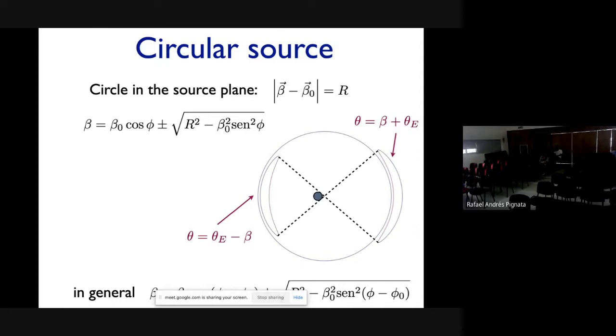These are analytical solutions for the arcs? Yes, yes. It's very nice and simple. You can generalize this for a source at any position and angle phi zero. You can generalize this for elliptical sources. You can generalize this for elliptical lenses. You can generalize this by adding external shear, adding convergence. So there is a wide range of solutions where you can still find these analytical solutions for the images. Okay, this was a singular isothermal sphere.